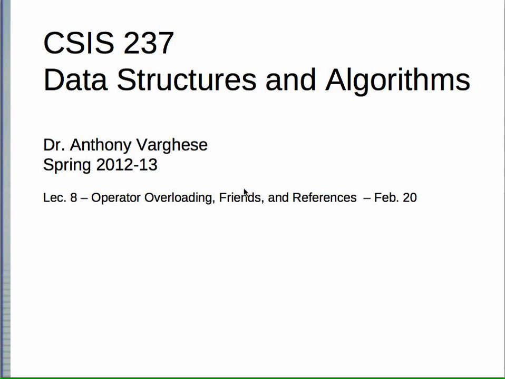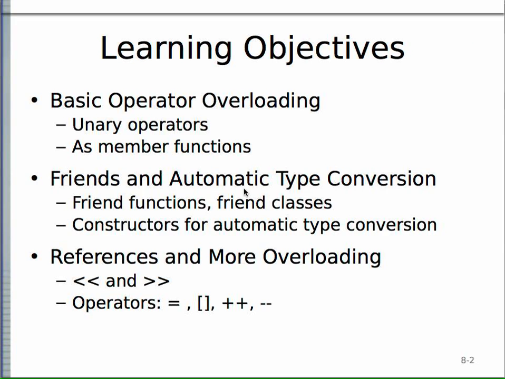Welcome back to Computer Science 237 Data Structures. This is lecture 9 actually, on operator overloading, friends, and references. These are three things that are somewhat related, but they're all things that are not present in Java. Three different things that are not present in Java at all.